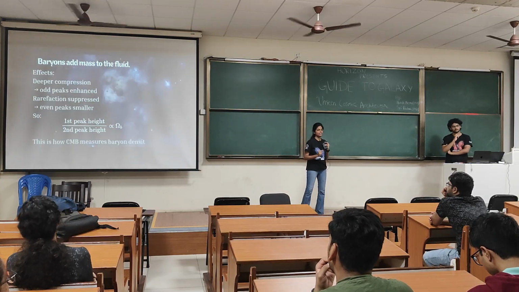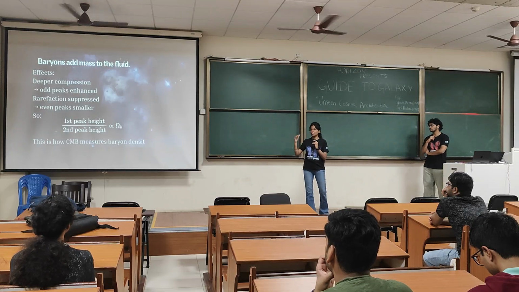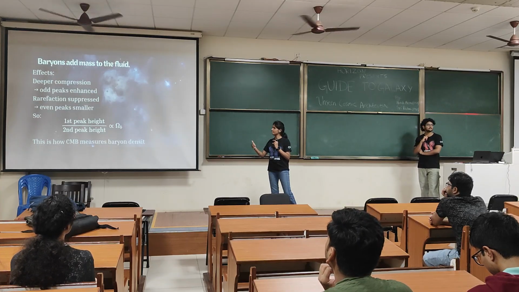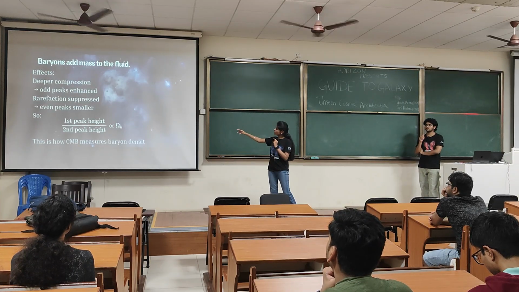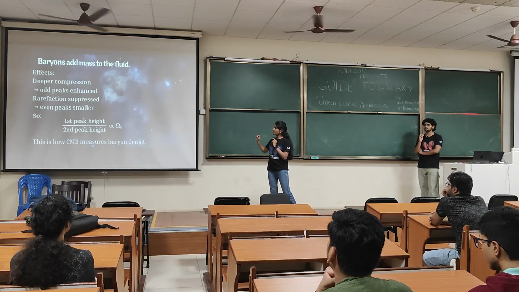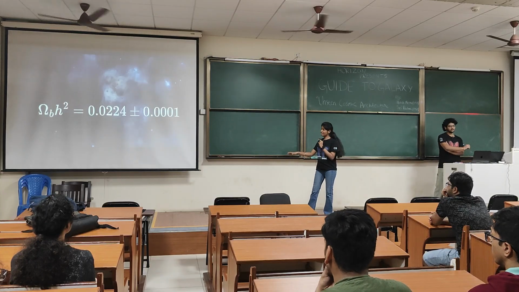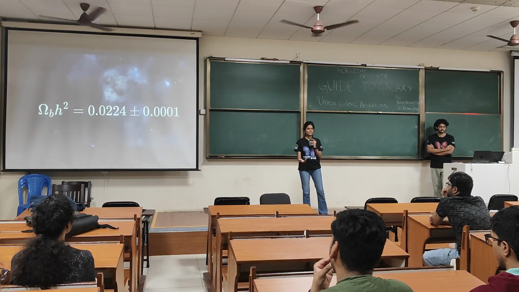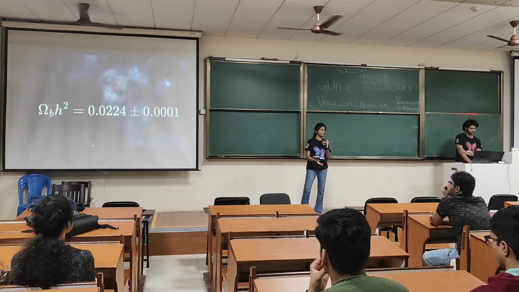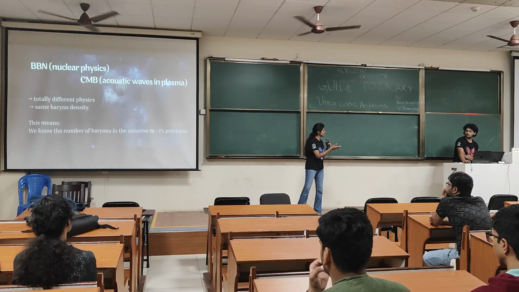And the peaks of it, coming back to the acoustic oscillations that we already talked about. The first peak and second peak basically mean that if I'm adding more baryons, the first peak will be greater. So if I just take the ratio of it, I will be able to get the baryon density. And this is how CMB measures baryon density. Interestingly, this is equal to 0.0224, which is the same as what we have seen using BBN, Big Bang Nucleosynthesis, right?